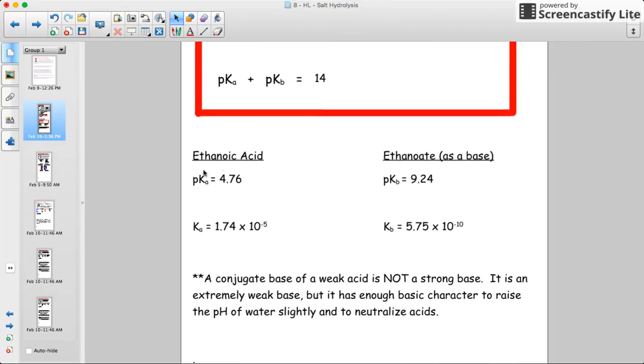So if you look at ethanoic acid, this is the pKa that's in the data booklet, and that corresponds to a Ka value of 1.74 times 10 to the minus 5.